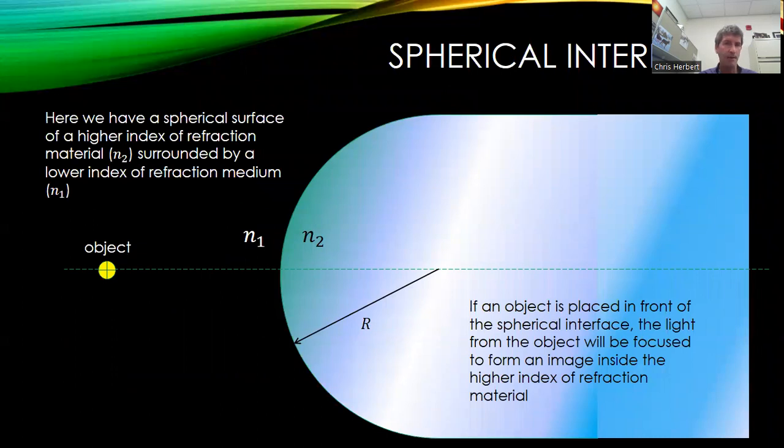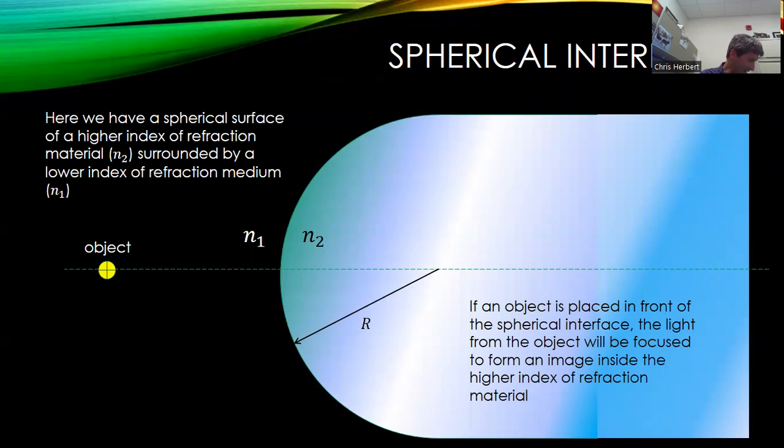What happens when we have a spherical interface? And let me just say that we're going to a single interface here, because when we get to the lens, we're going to have two interfaces that we're worried about. Also, this is, as we'll see, a pretty good model for the human eye.